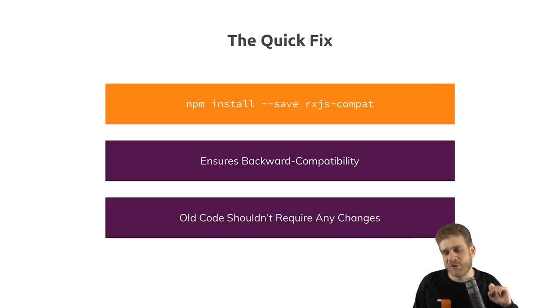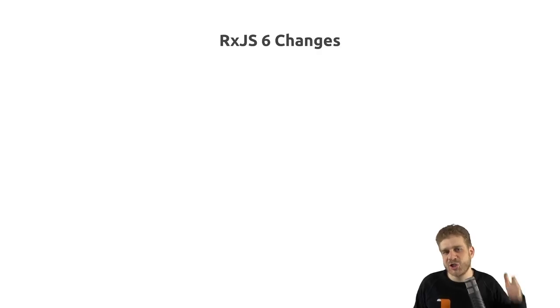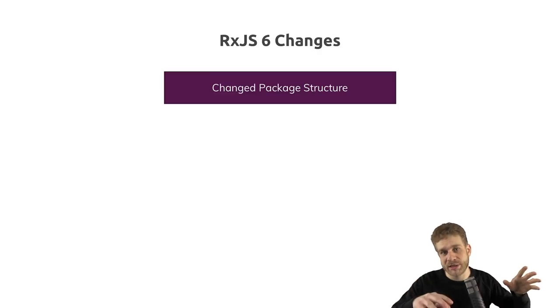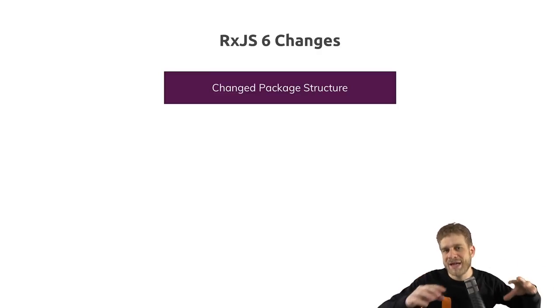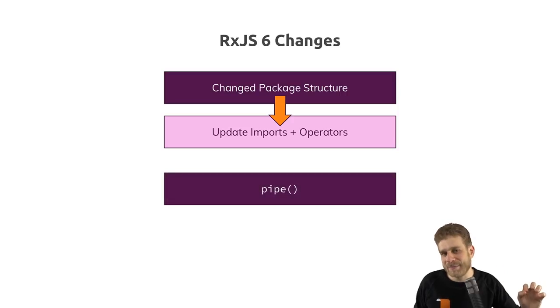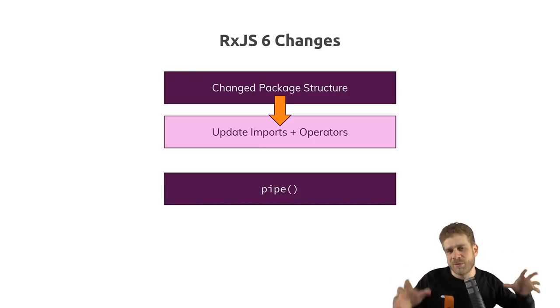But why does it break at all? So what did really change? RxJS 6 introduces 2 very important changes in the end. The first one is a changed package structure internally. They reorganized things to make the bundle smaller and also to make imports easier. Therefore, we basically have to update all our import statements and how we use operators, because they also embrace another new concept, pipeable operators. This allows us to use the operators a little bit differently than before, also to improve usability and the bundle size.